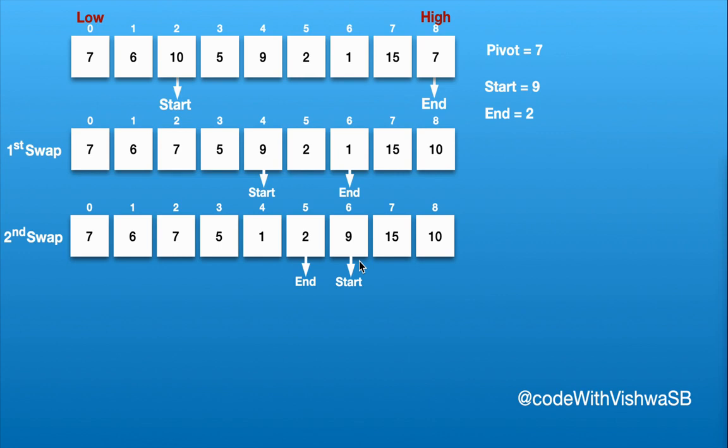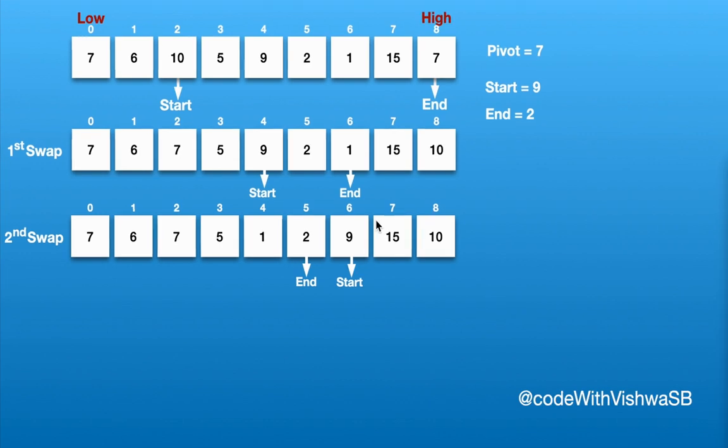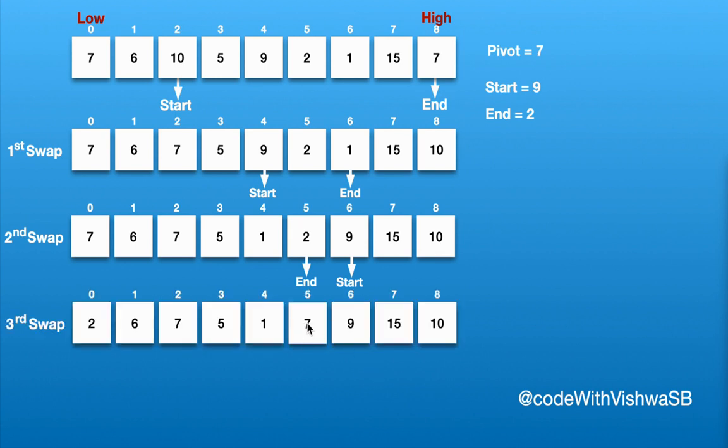We need to swap end with pivot. So after the third swap, the pivot got the proper place in the given data. So this is partition 1 and this is partition 2. Now all the small elements are on the left side of the pivot and all the large elements are on the right side of the pivot.